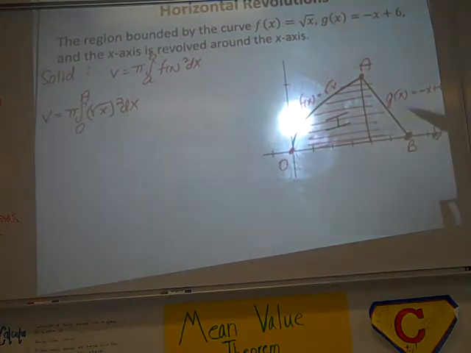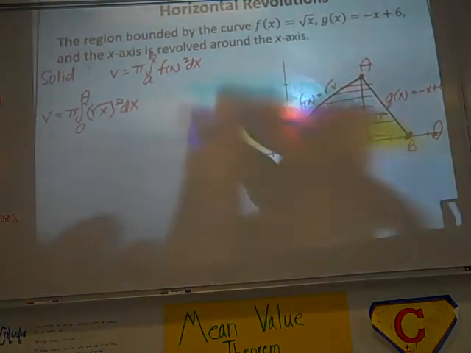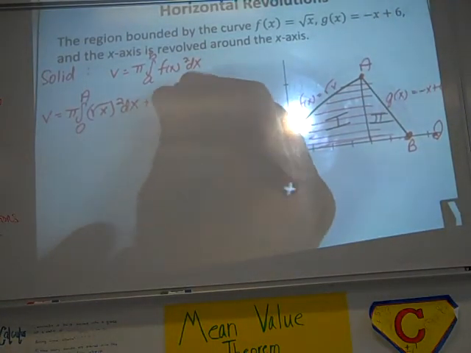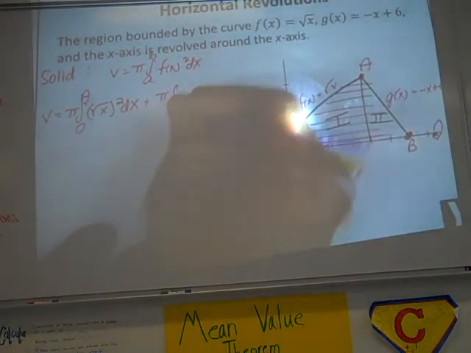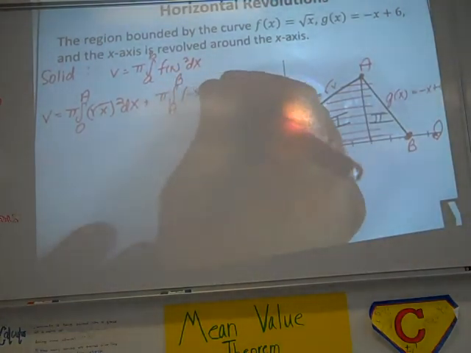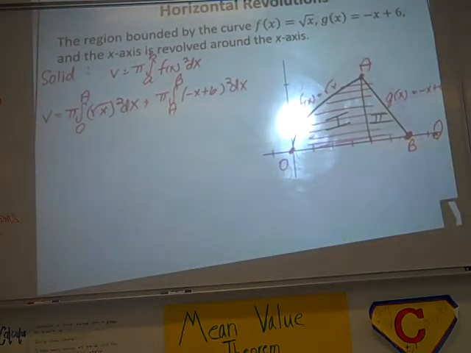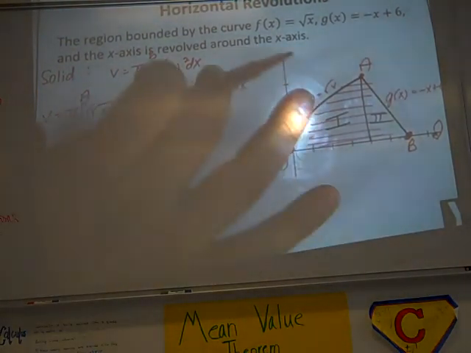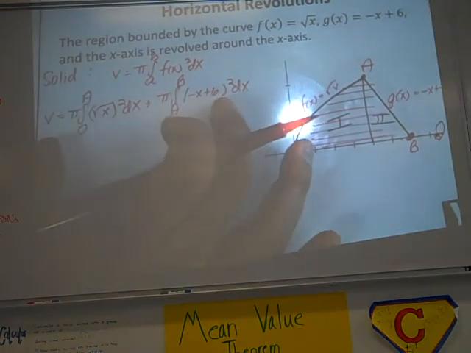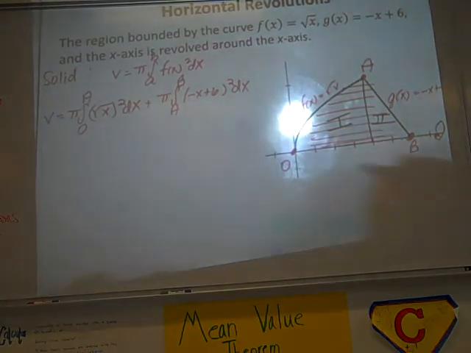Now I need to look over here at region number 2. Region number 2, that volume, we're going to have pi, an integral from A to B. The function is negative x plus 6, the whole thing squared, and we integrate with respect to x. It's a beautiful setup. You're going to move in the right direction, but we have to determine the values for A and B. Well, let's start with the value for B.